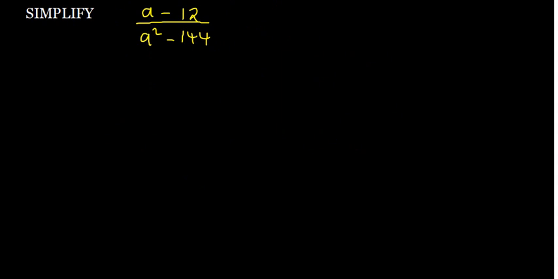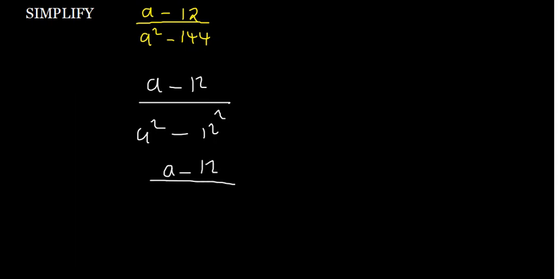Simplify a minus 12 divided by a squared minus 144. Same, this where there is a square, we need to express it as the difference of two squares. So I have a minus 12 divided by a squared minus 144. Also going to write it as a square. 144 is the same as 12 squared. So this is going to be a minus 12 divided by a squared minus 12 squared, which can be written as a minus 12 and then a plus 12.